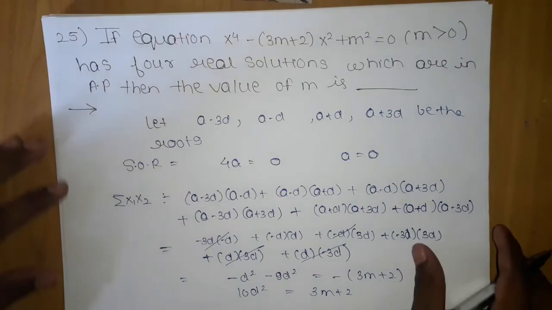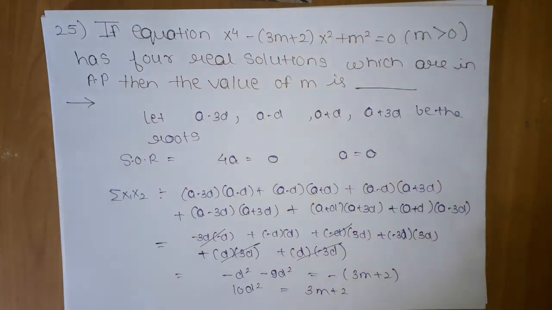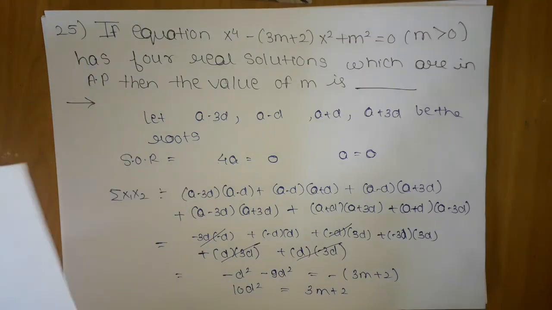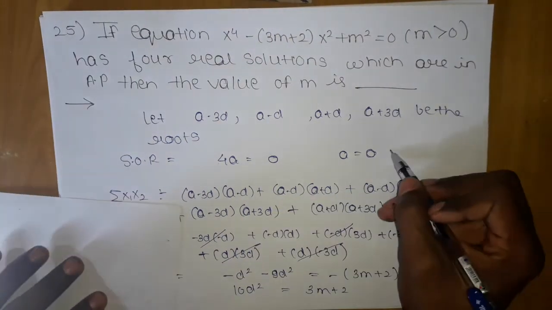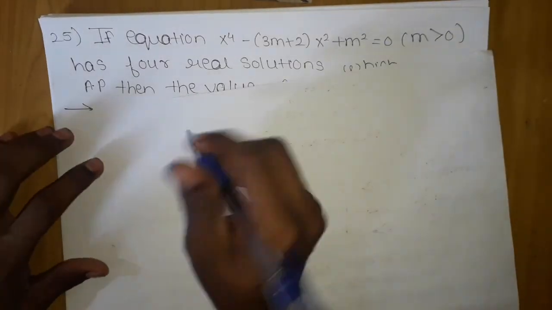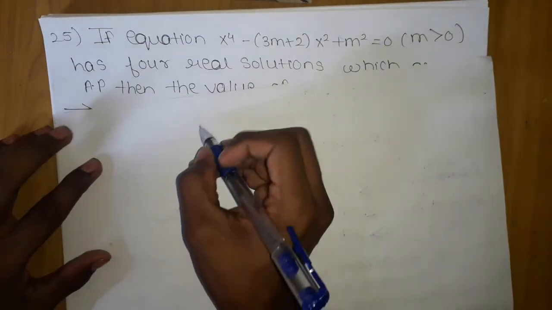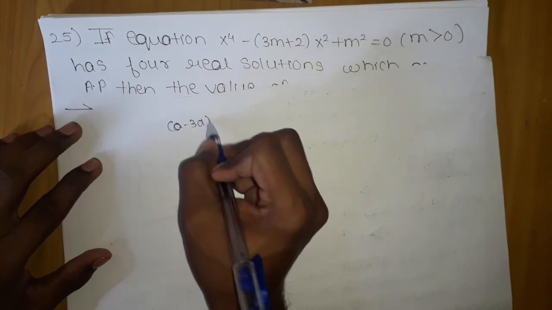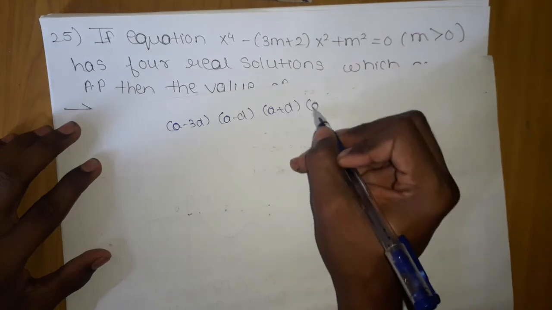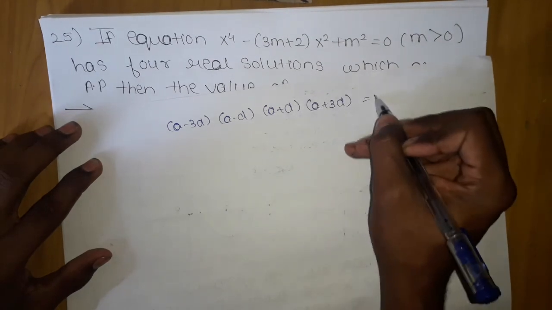Let me take the next page. So we got this thing. Let me call it equation a, and this one equation b. We will use these. The last thing which we will use is that the product of a minus 3d, a minus d, a plus d and a plus 3d should be equal to m square.